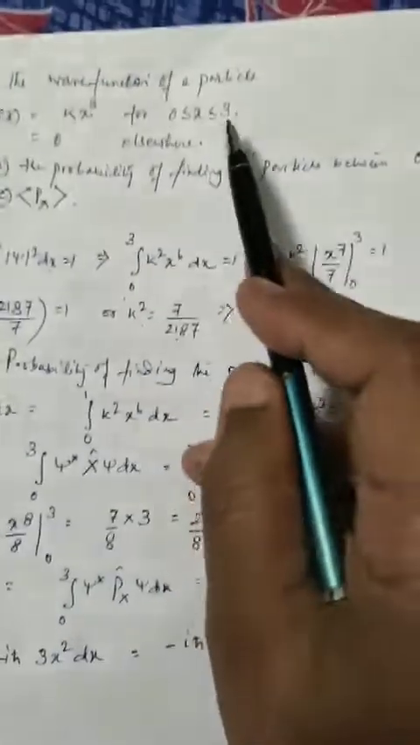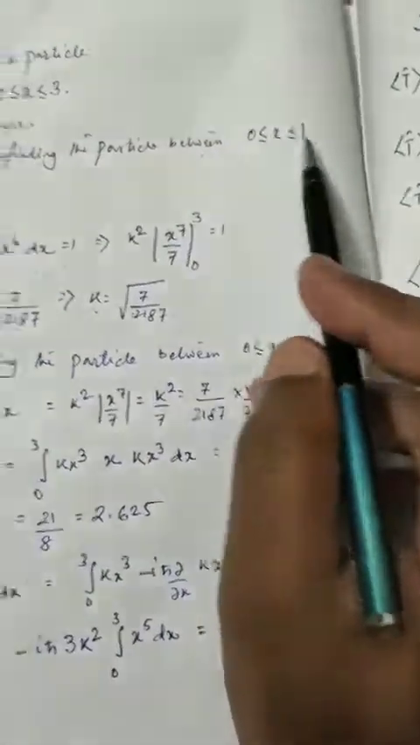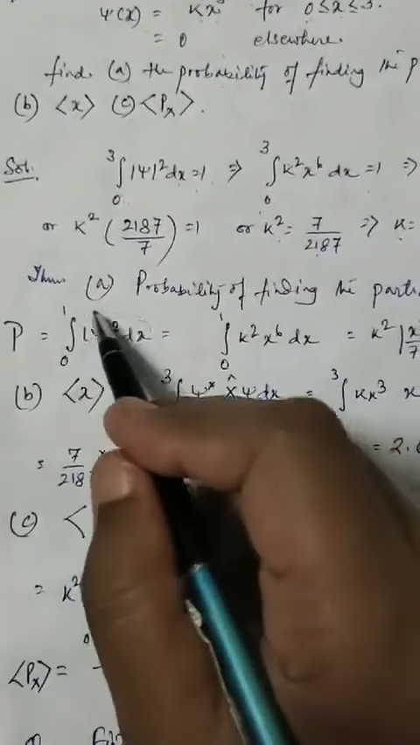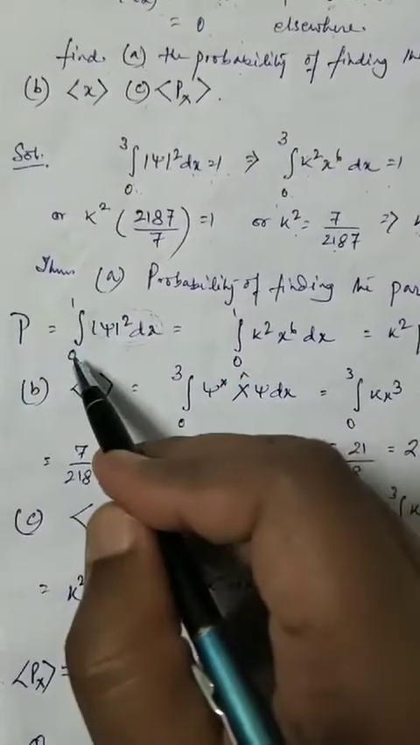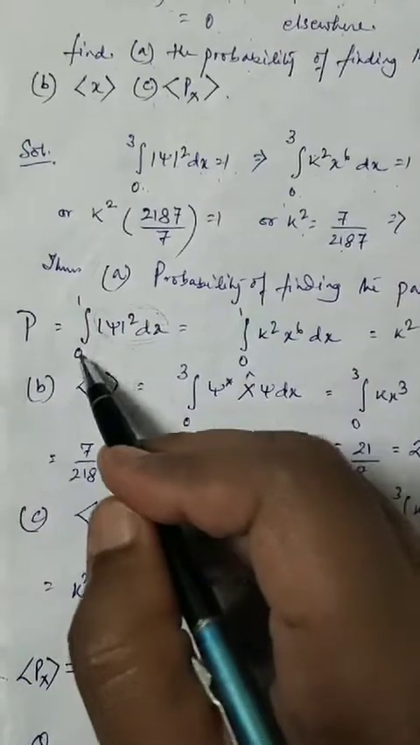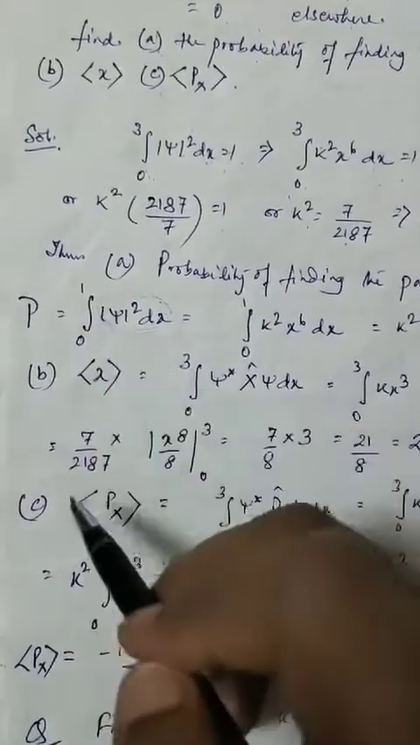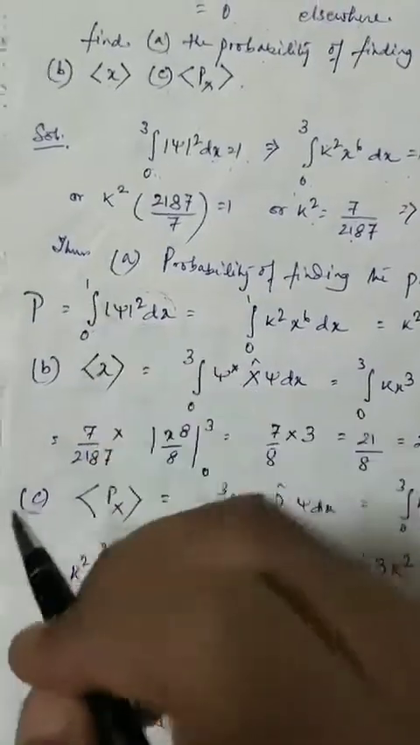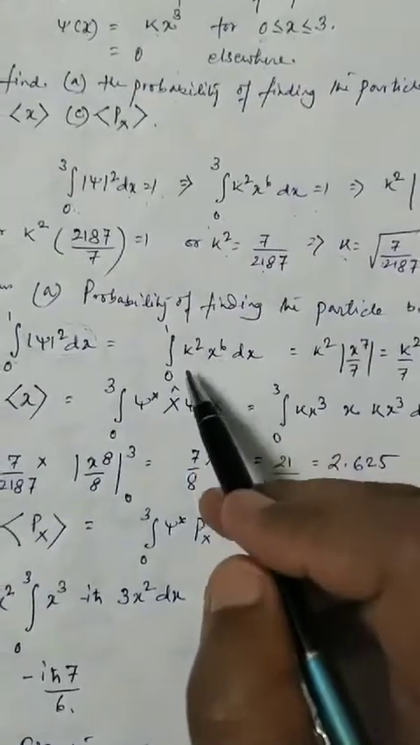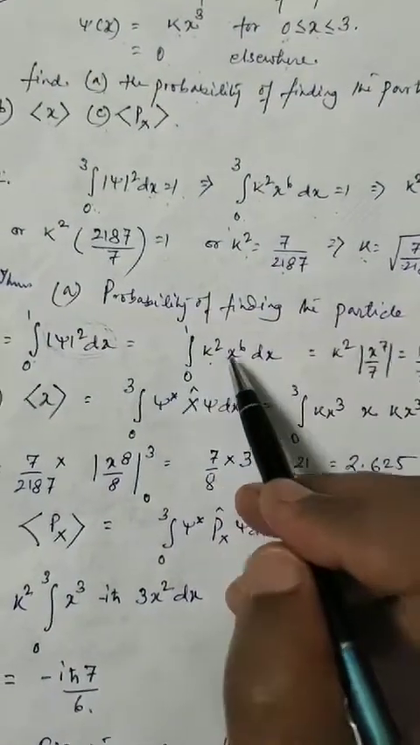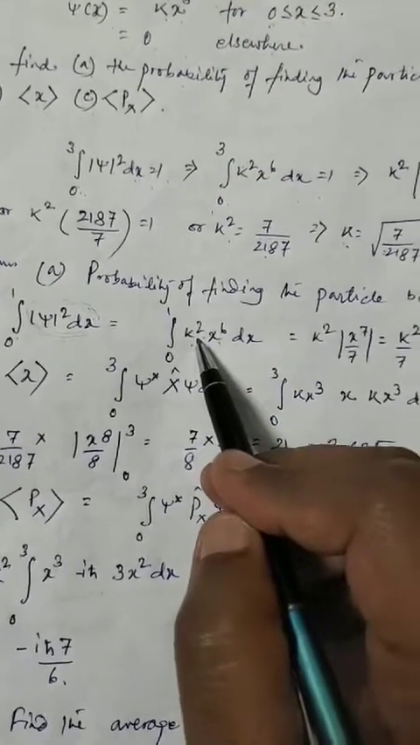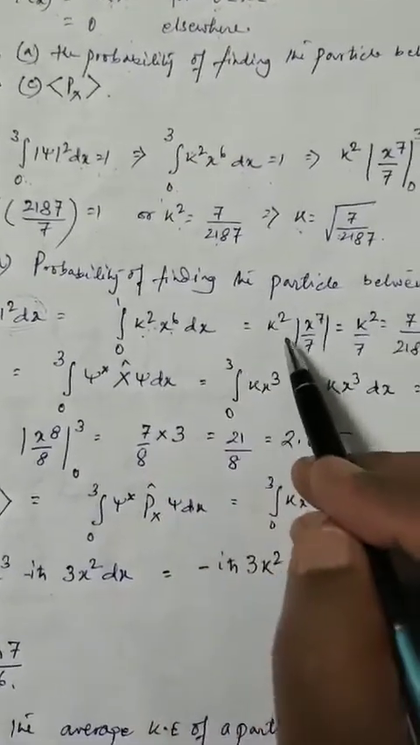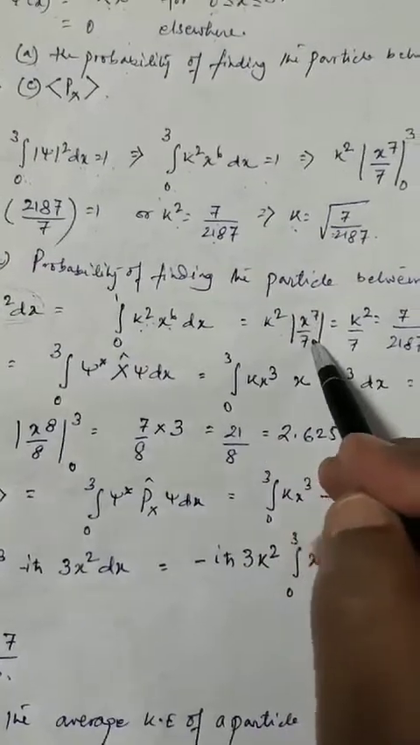So what is the probability of finding the particle between 0 and 1? If this is the probability of finding the particle within dx, then the probability of finding the particle between 0 and 1 is the integration of this from 0 to 1. So just put it in. Again, mod psi square is k square x to the power of 6. I'll be putting in the value of k square afterwards. So k square can be taken out. The integral of x to the power of 6 is x to the power of 7 by 7.